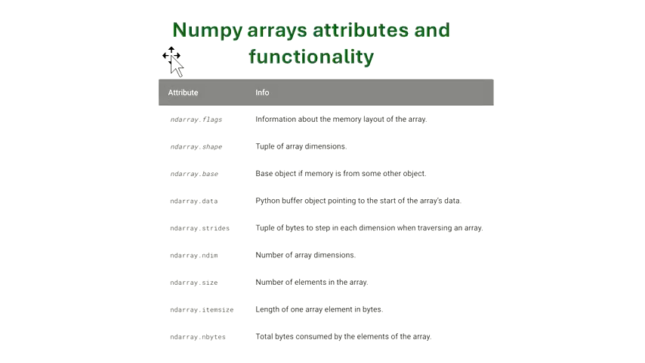Here you can see the NumPy arrays attributes and functionality. NumPy arrays have flags, you can look for the shape. If it's two-dimensional, it will give like 3, 4 and so on. Base, data, dimensions, size, item size. You can see how many bytes of data it takes for your array, item size, and so on.